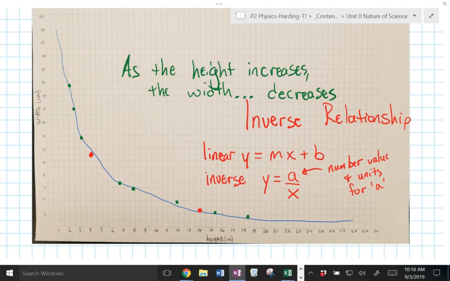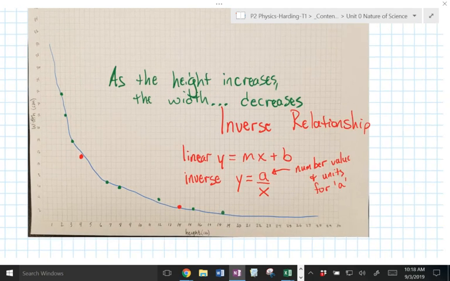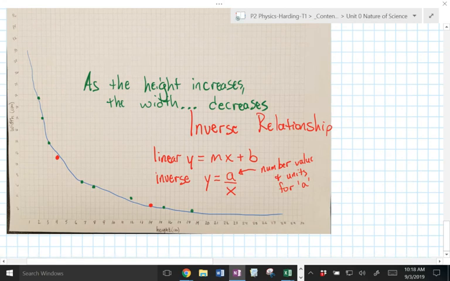Okay. And what we're talking about up here is you've got the height in centimeters, right?